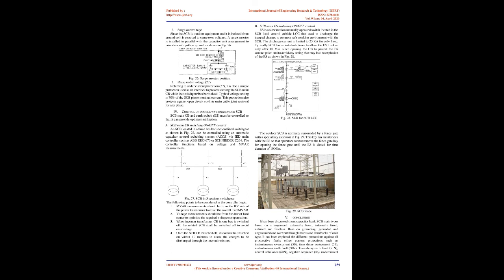MVAR measurements should be from the HV side of the power transformer to cover the overall load MVAR. Voltage measurements should be from the bus bar of the load center to optimize the required voltage compensation. When the incomer transformer CB in one bus is switched off, the related SCB shall be switched off to avoid overvoltage. Once the SCB CB is switched off, it shall not be switched on within 10 minutes, to allow the charges to be discharged through the internal resistors.